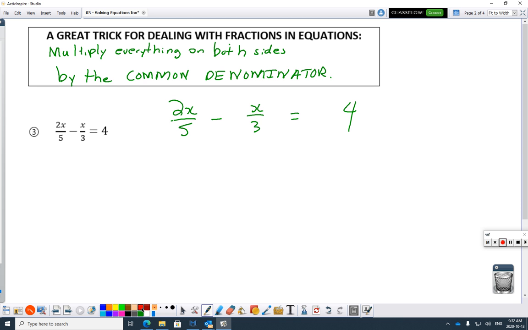Pick out the common denominator, which here is 15. There might be a better choice. Sometimes there's a better, lower choice, but just multiplying them together will always work. If you're not sure, just go, okay, 5 times 3, 15.